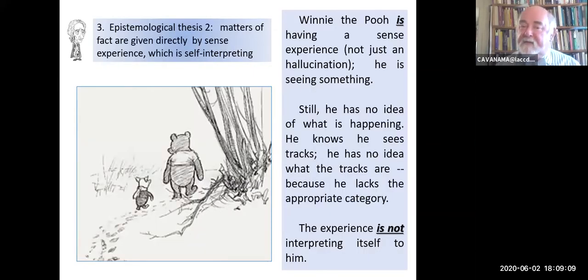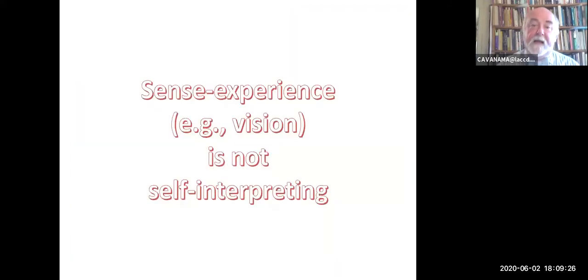Winnie the Pooh is having a sense experience, not just a hallucination. He is seeing something, okay? There is an experience going on there, but he has no idea what's happening. He knows he sees the tracks. He has no idea what they are because he doesn't have the appropriate category, Kantian category. Experience is not interpreting itself to him. And as a general point, this is true. Sense experience, for example, the things that we see through a visual system, is not self-interpreting.